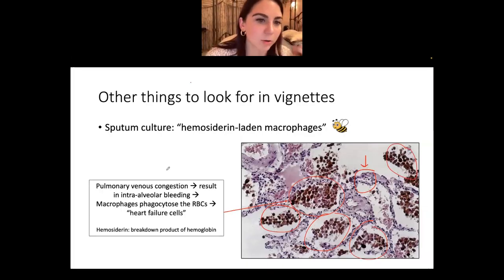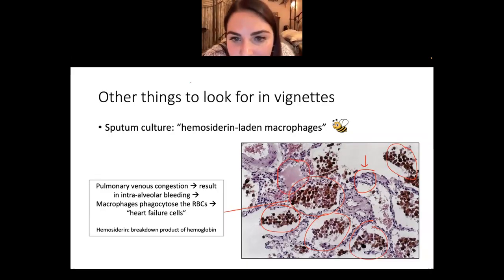So why are they in the sputum culture? When you have left-sided heart failure, you have pulmonary venous congestion, right? You get backup into the pulmonary system. Remember, you should have covered in pulm, the pulmonary system is a very delicate system. It's very low pressure. So just imagine all this blood rushing back into it. That can cause intra-alveolar bleeding. The pressure from the blood rushing back can cause the alveoli to start bleeding.